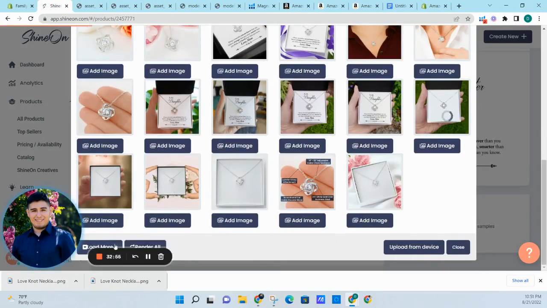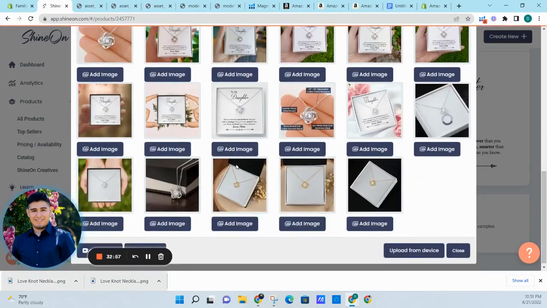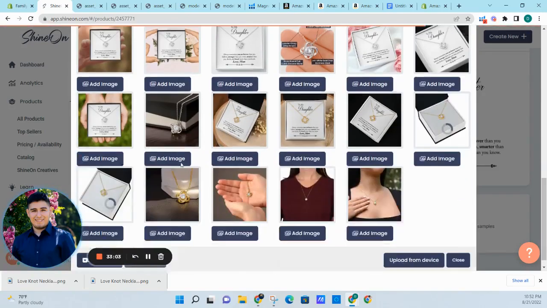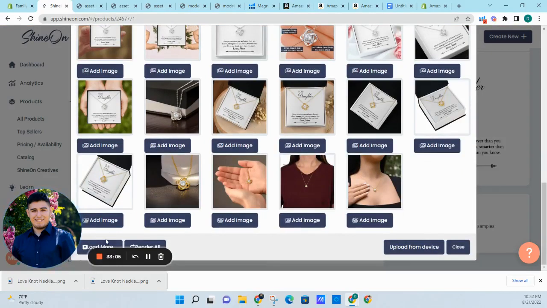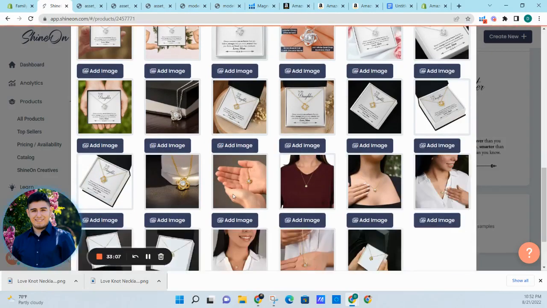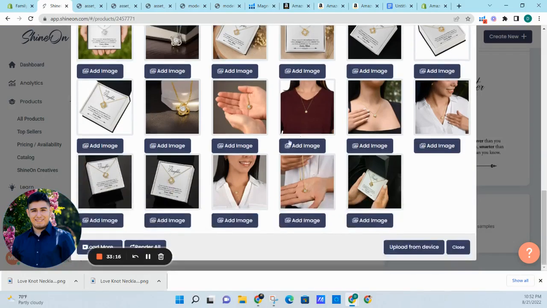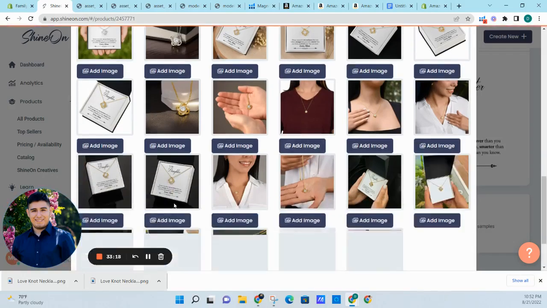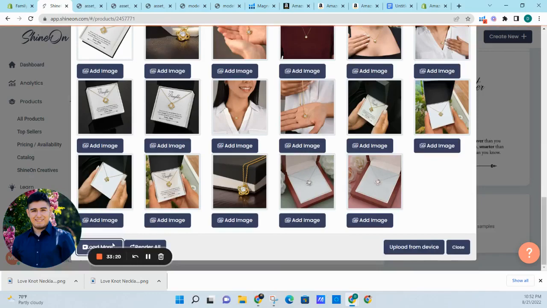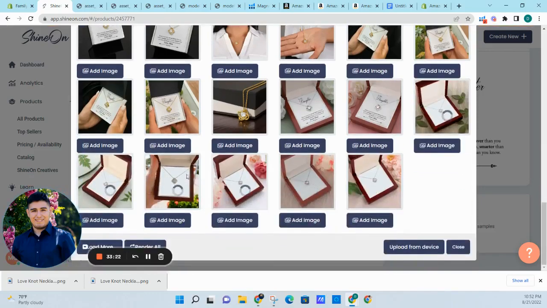Now, this process could be sped up. You can really speed this up if you use the bulk generator tool from ShineOn. That way, all the listings you create for the Love Knot will have all the same images, the same mockups, and you won't be searching for the whole day. That's something I have set up, and I forgot to use it for this example, so bear with me for a second.